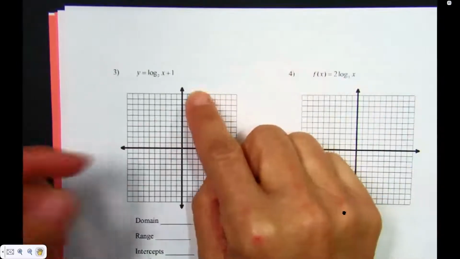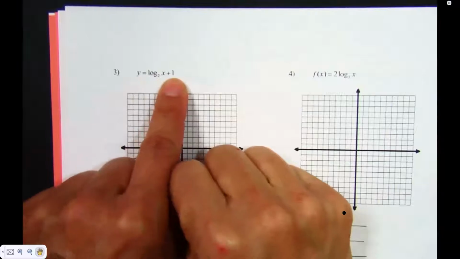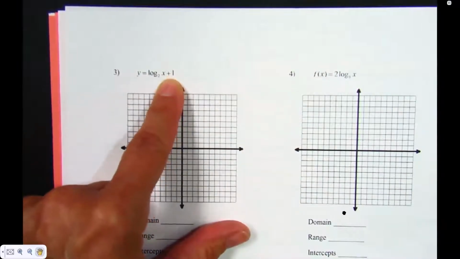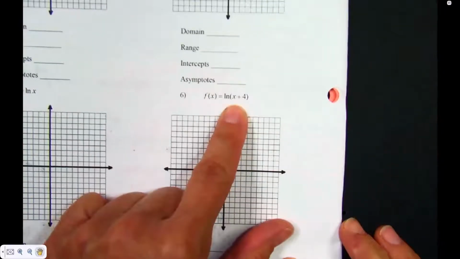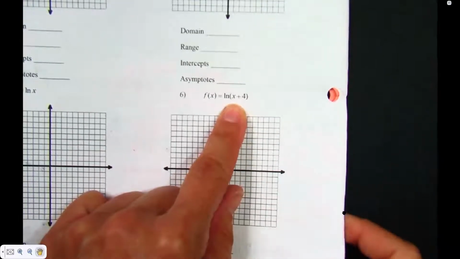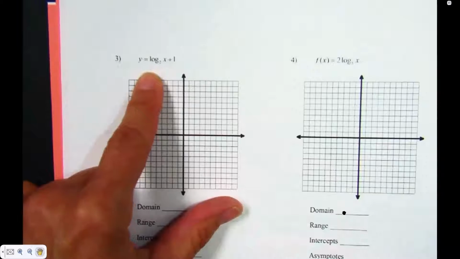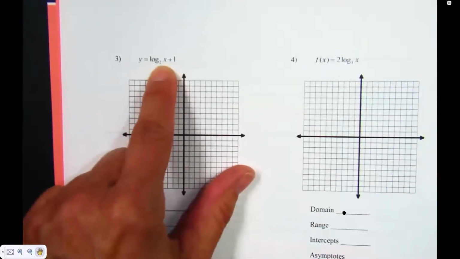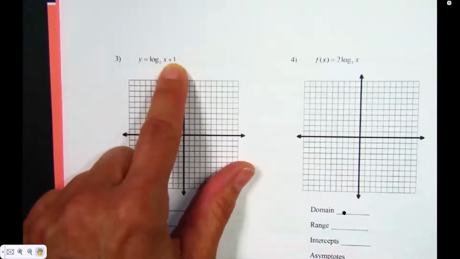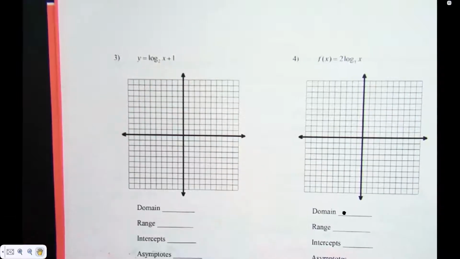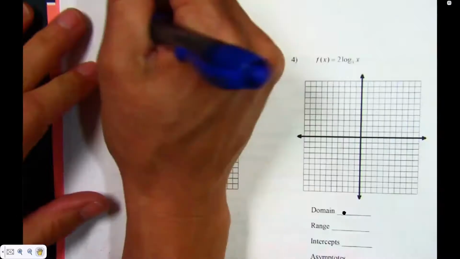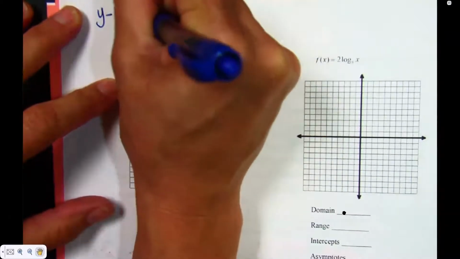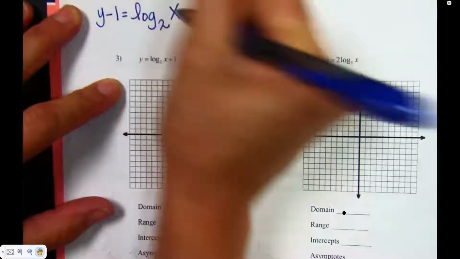There's some things going on here. First of all, this +1 is not part of the log. I know it's not part of the log because it's not in parentheses like number 6 is. So what we're going to do is we're going to follow our rules. We have to isolate the log. The log is just base 2 of x, not this +1. So the +1 has to be moved over to the other side. So this is going to be y minus 1 equals log base 2 of x.